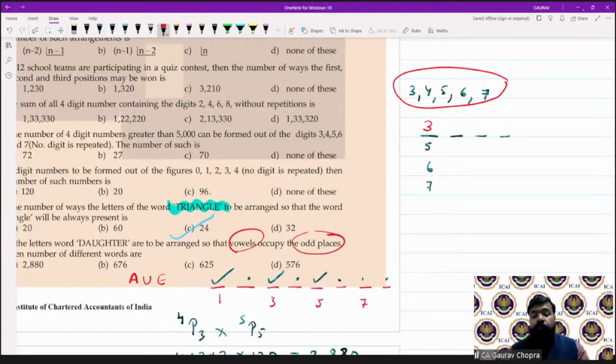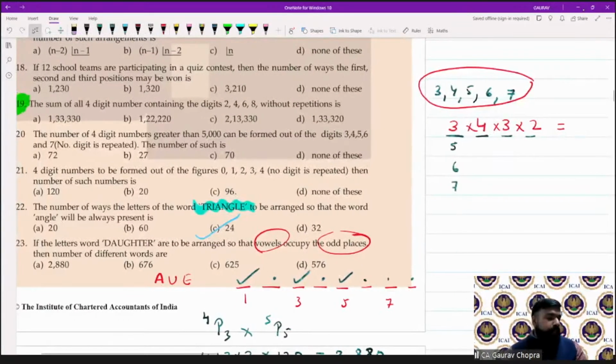Now at the remaining places, out of these 5, one number is already in use. So we are left with 4 numbers. Then 2 are used out of 5, we are left with 3 numbers and then 2 numbers. So multiply them and get the result. So we can simply solve them and get the answer.